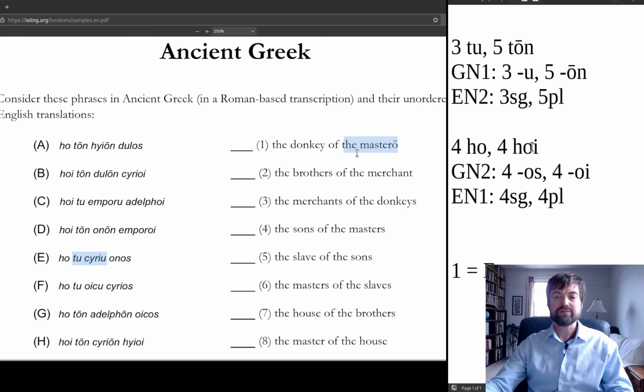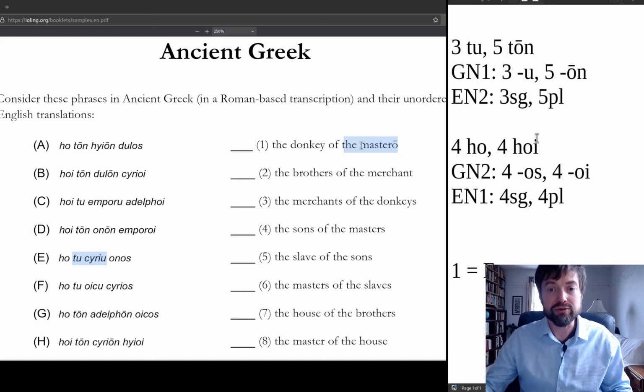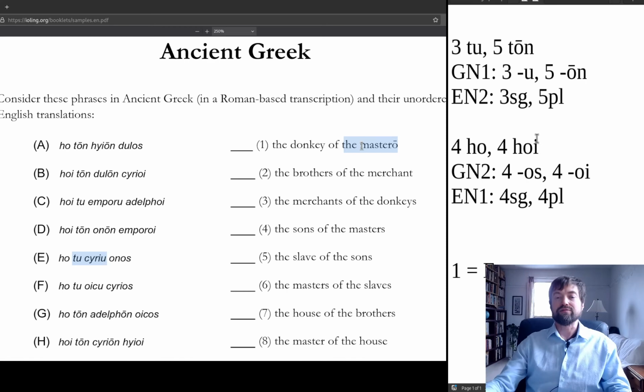Right, so here that's E. Now you actually have multiple ways you can go. We could start to follow the chain with donkey, or we could fill in the other master ones. But let's follow the chain of donkey here, because we have donkey is onos. So we look for the other donkey word. Here it is, number 3, merchants of the donkeys. So onos here is the second Greek word corresponding with the first English word.